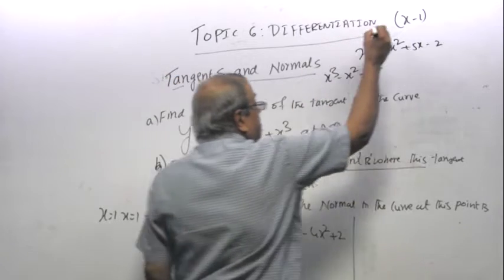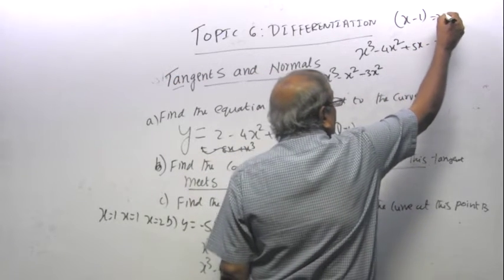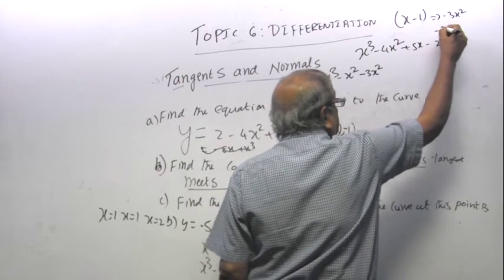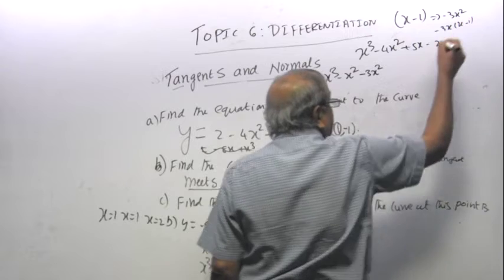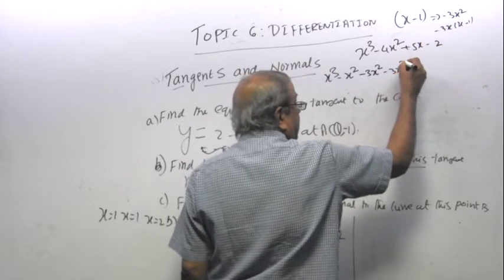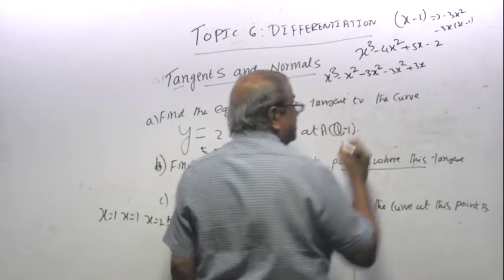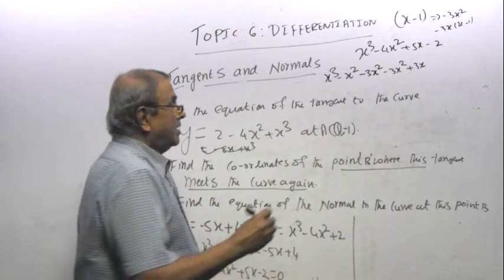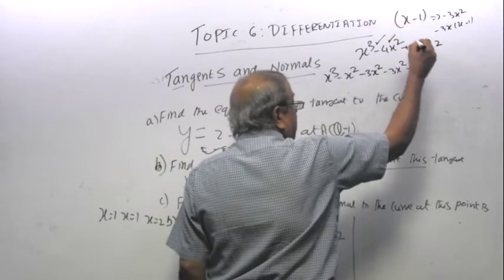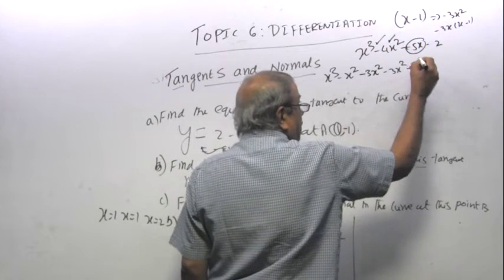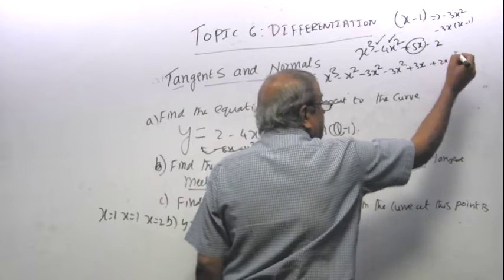To get minus 3x squared, what do I have to multiply that by? I have to multiply by minus 3x, right? What do I get? I have minus 3x squared plus 3x. So I have done that. That's a 5x. I've already got a 3x, so 2x minus 2.